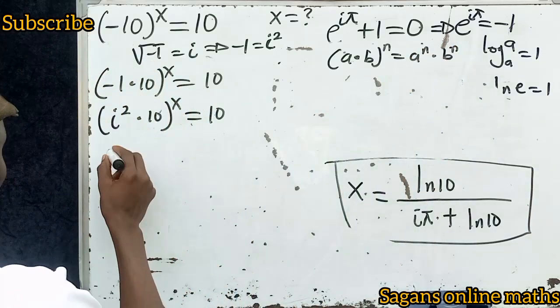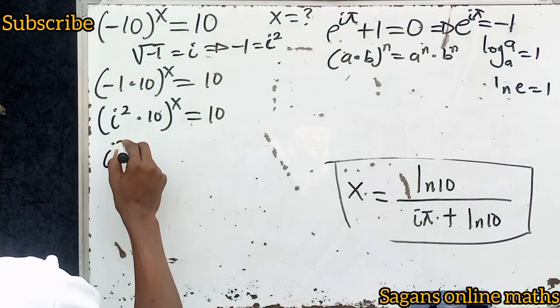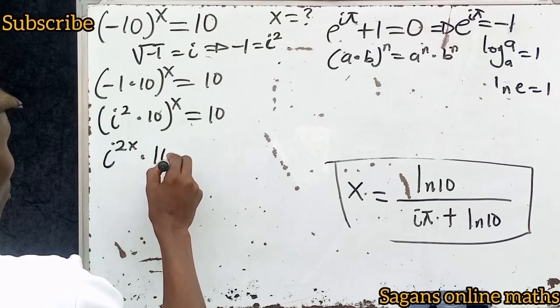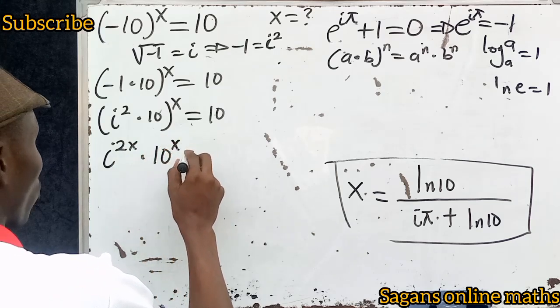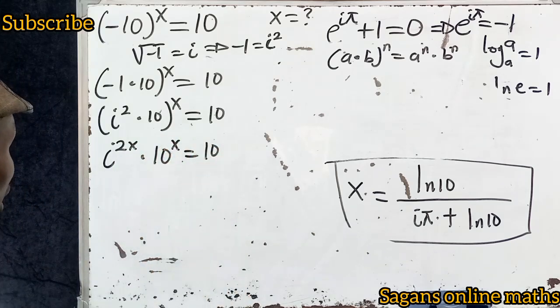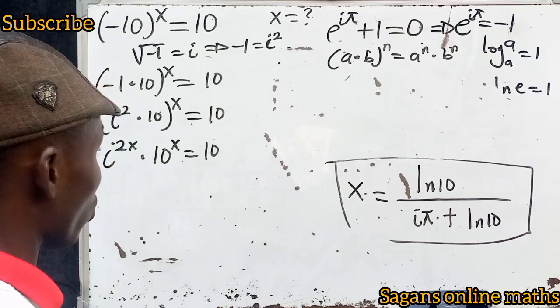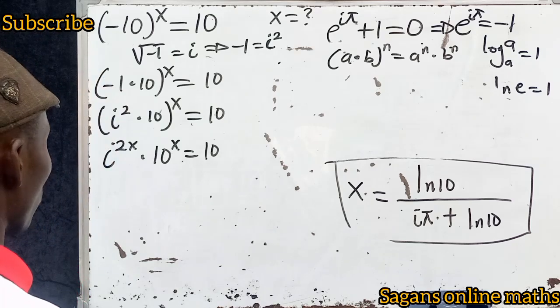We can do it here, right? So this will become i to the power of 2x multiplied by 10 to the power of x, equals 10. Let's take log of both sides, or you can take ln of both sides, okay? But let's take log of both sides.